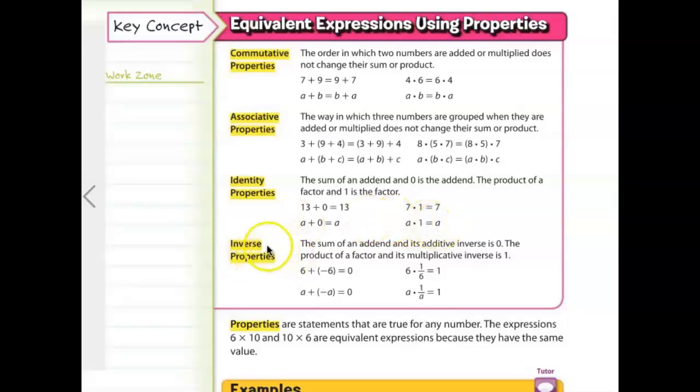And then you have the inverse properties, which we've also used this year as well. If you have a positive 6 plus a negative 6, you're going to get 0. Okay, and we talked about that as being zero pairs. So the positive plus the negative that have the same absolute value, you're going to get the number 0. And then, of course, if you have whole number 6 multiplied by the inverse, which is 1/6, you're going to end up getting the number 1. And so we've also worked with that this year as well.